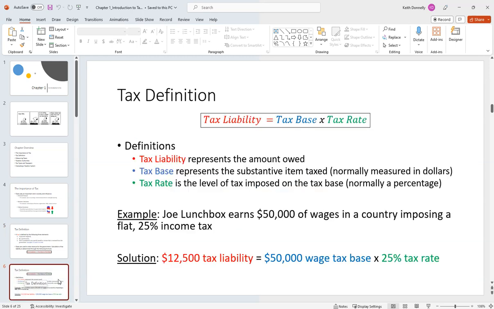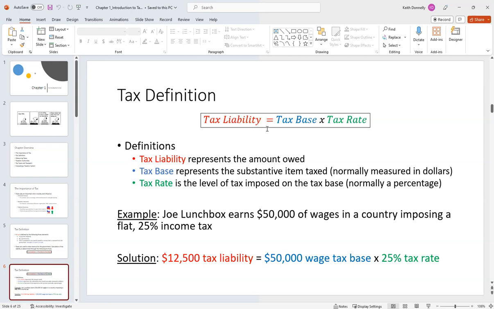So we said here, when you're talking about taxes, the general formula to figure out what you owe is going to be basically the tax base times the tax rate, gives you your tax liability. So the liability, again, is what you owe. The tax base is the substantive item being taxed. It's usually a dollar amount. And then the tax rate is going to be the level of tax. And this is normally going to be a percentage.